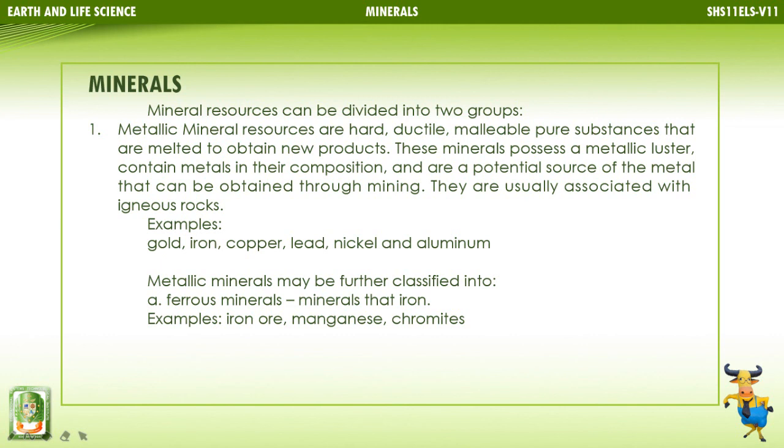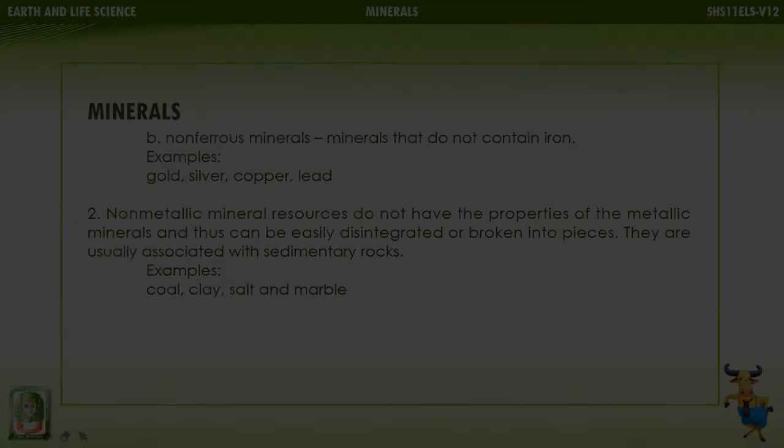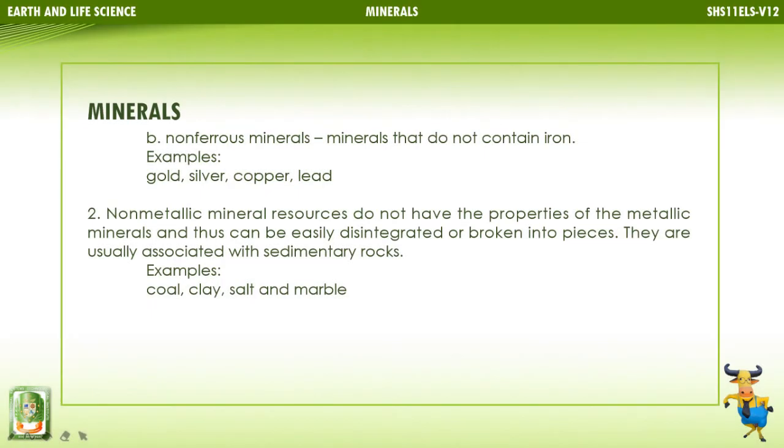Metallic minerals may be further classified into A. Ferrous minerals, minerals that contain iron. Examples, iron ore, manganese, granites. B. Non-ferrous minerals, minerals that do not contain iron. Examples, gold, silver, copper, lead. 2. Non-metallic mineral resources do not have the properties of the metallic minerals and thus can be easily disintegrated or broken into pieces. They are usually associated with sedimentary rocks. Examples, coal, clay, salt and marble.